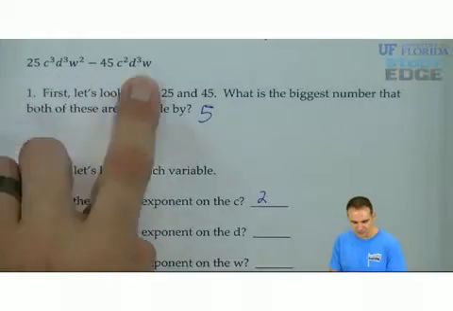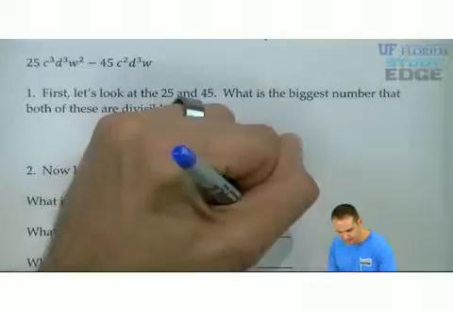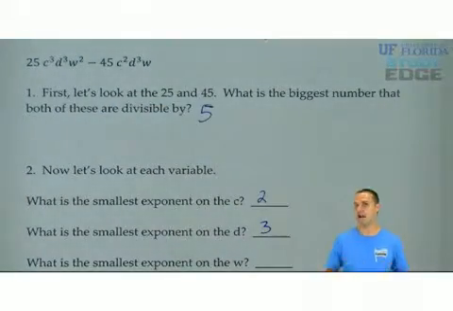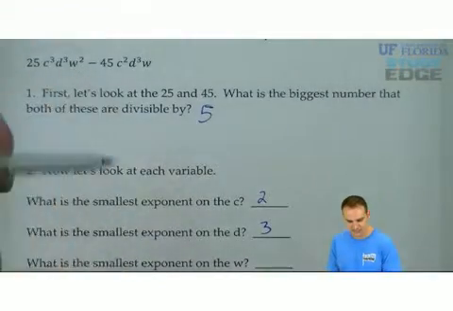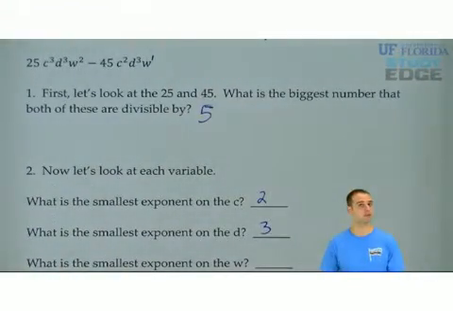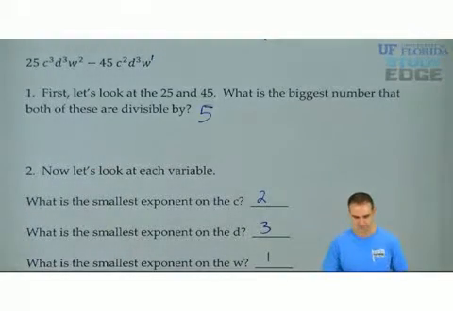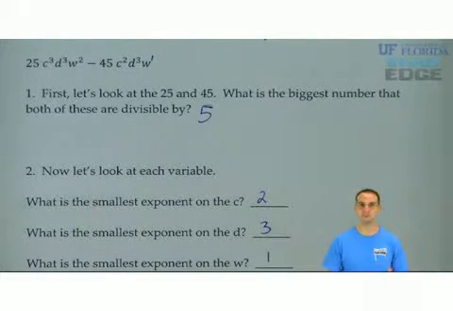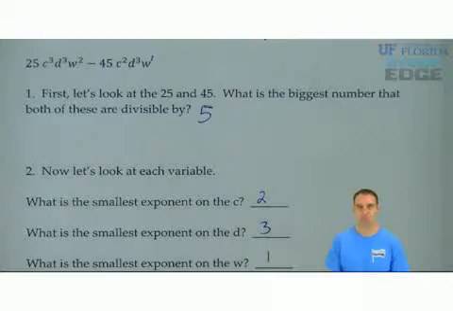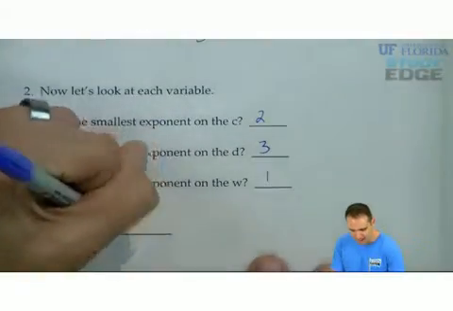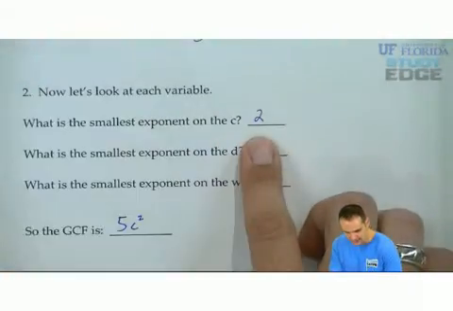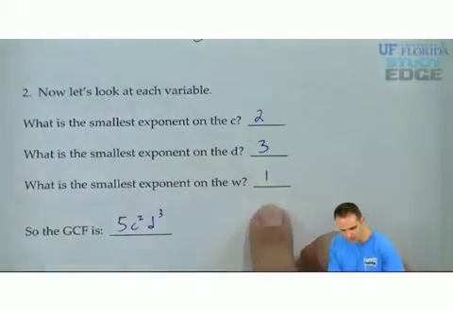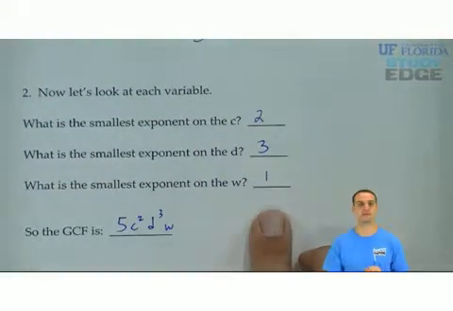Here I have d to the third and d to the third. In this case, they're the same, so I'd be taking it all out. And then lastly, w squared and w to the first. Remember, there's a 1 there. I would take a 1 out. So the greatest common factor would be 5, c to the second, d to the third, and w to the first.